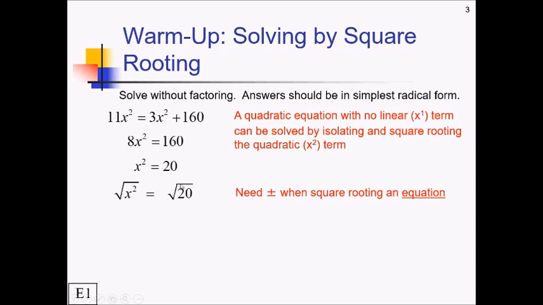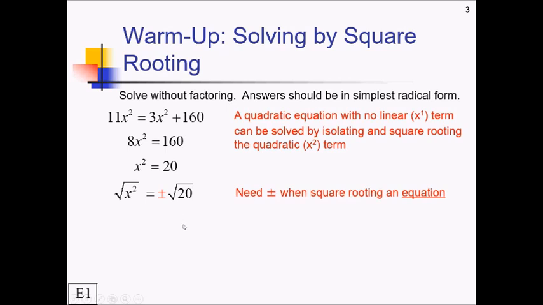Well, whatever the square root of 20 is, that would give me 20 if I plugged it into x squared, but also the negative square root of 20. If I squared it, because a negative times a negative is a positive, that would also give me 20. So we need a plus or minus in this situation.